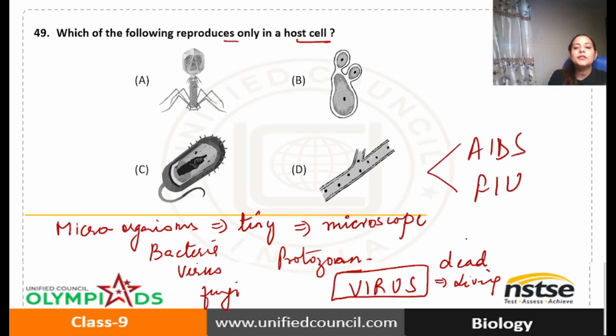These all are caused by virus. So option A shows a virus that goes inside the host cell, becomes living, utilizes its machinery and replicates. So which option is correct? Option A.